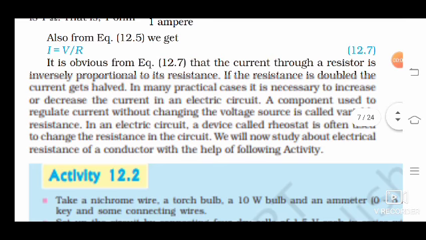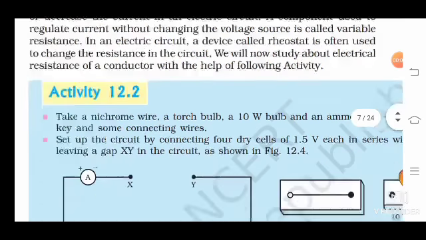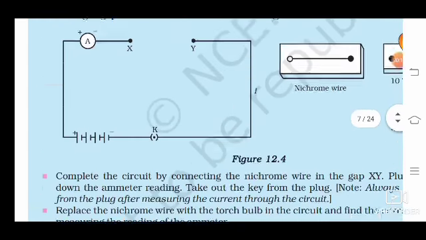In the previous video we have done series and parallel connection. But some sentences in the textbook, please you read it. Also you go through this 12.2.